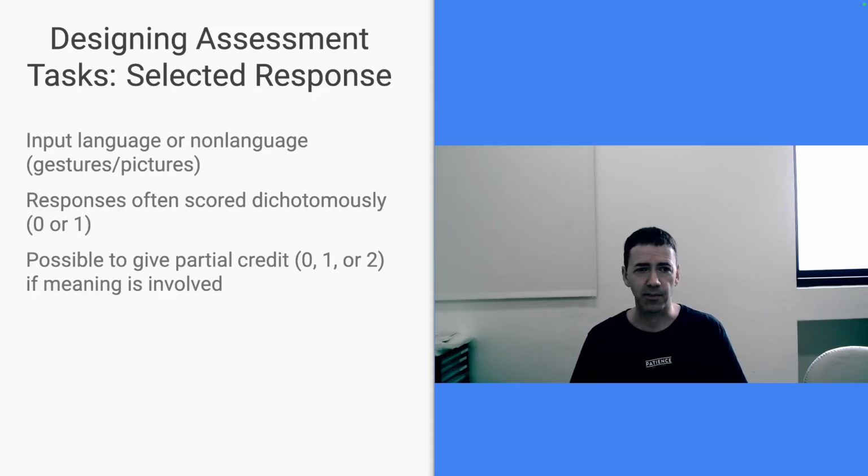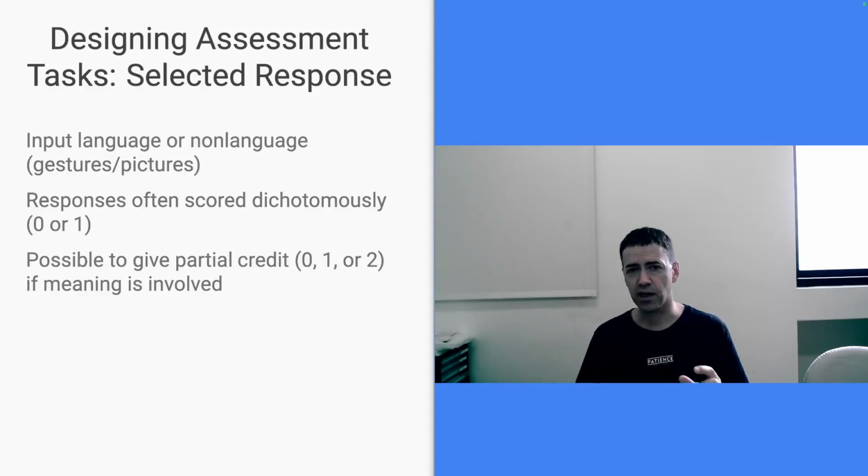Now, when we're talking about selected response tasks, designing assessment for grammar, the selected response, the input that you give the students, could be language or it could be non-language. And when I say non-language, you could gesture, you could use pictures, something where they're not reading or listening. Typically for these kinds of items, you will respond in a dichotomous method, which means you'll use 0 if it's wrong and 1 if it's correct, because you're focusing on the accuracy. So it's either accurate or it's not.